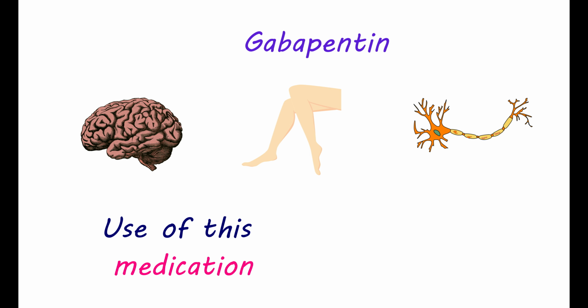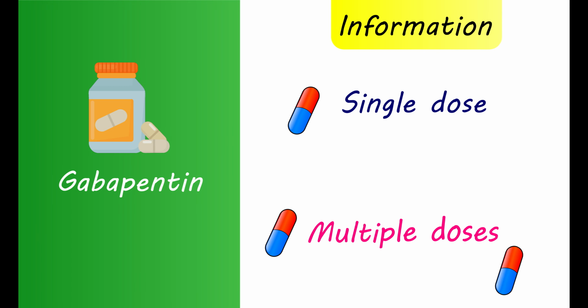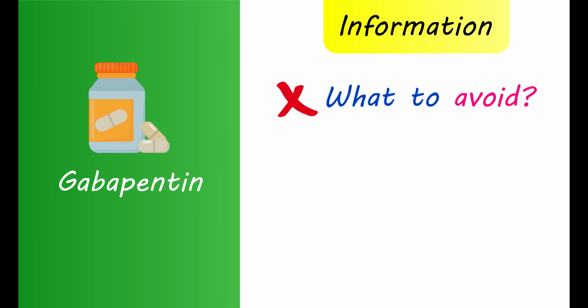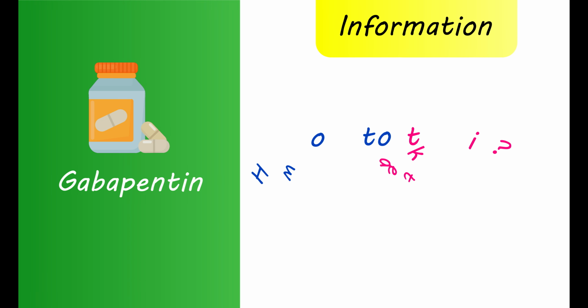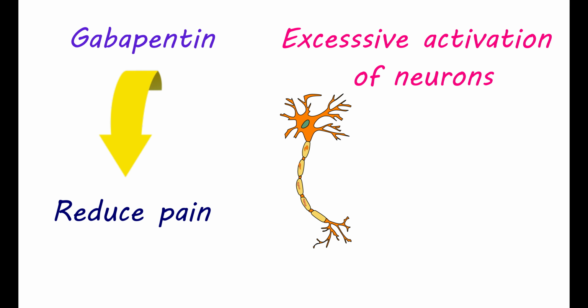However, the use of this medication and dosage are not similar in all such conditions. Therefore, before taking this medication, you should know very important information, like whether it should be taken as a single dose or in multiple doses, what to avoid with gabapentin, which precautions should be taken, and how it affects your attention and thinking. In this video, let's explore all such information, including discussion on how to take it and how it works.